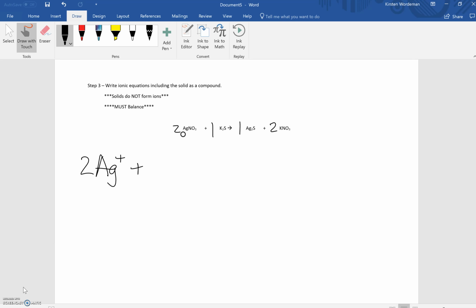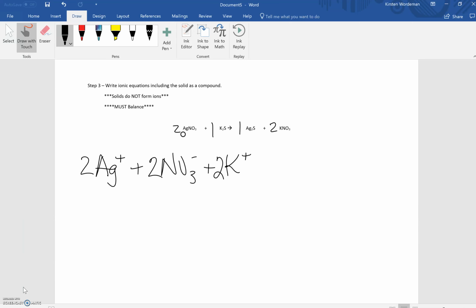And don't forget your second one, you also have 2 of those polyatomic ions of your nitrate. So 2NO3-. The second one's a little bit different because it has subscripts that we have to worry about. So we have potassium, and your subscript tells you that you have 2 of those, so make sure that you use the coefficient of 2, and it is a +1.